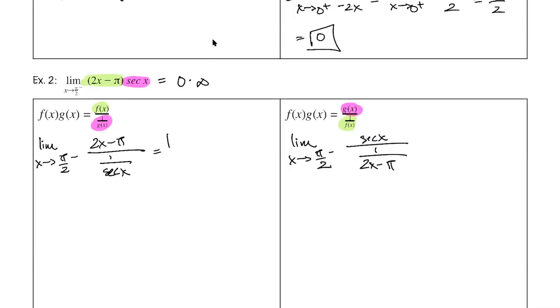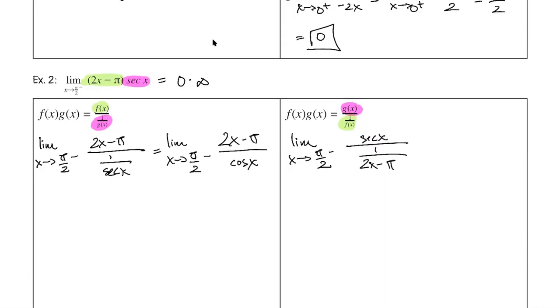It might be really helpful for us to write this, keeping the 2x minus pi, but instead of 1 over secant, that is the same thing as cosine x. Like 1 over secant is the same as cosine. And so now if we use your line of reasoning, the derivative of cosine is super easy. But what makes the second one hard to find the derivative? Is it the top? Is it the bottom? What's more problematic in that second one?